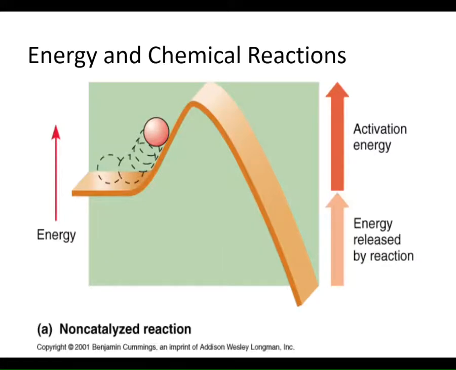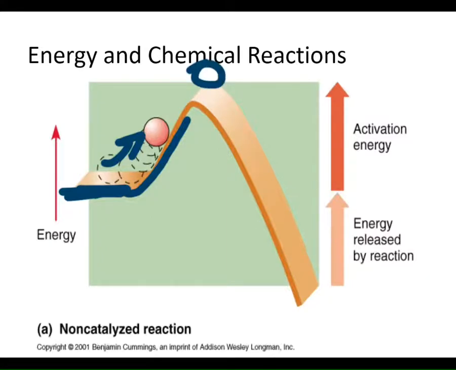So here's a graphical representation of a chemical reaction. Here, on the left-hand side, this is where we're starting, and we've got to go up this hill. So we kind of have to push this ball up the hill. Now, to push a ball up a hill, it takes energy, doesn't it? Once we get that ball to the top of the hill, we know what's going to happen. Once the ball gets up here, what will happen?